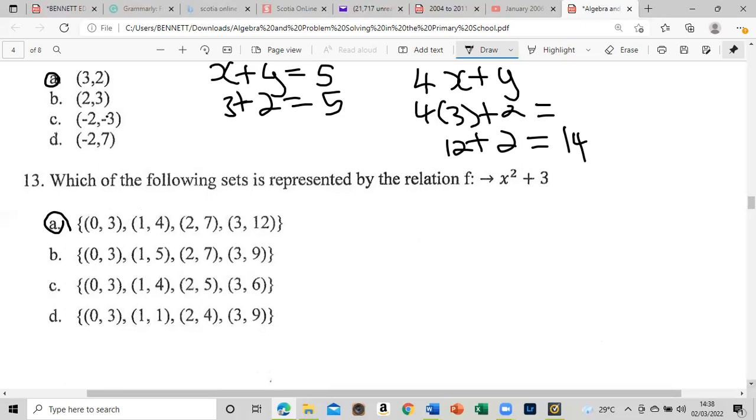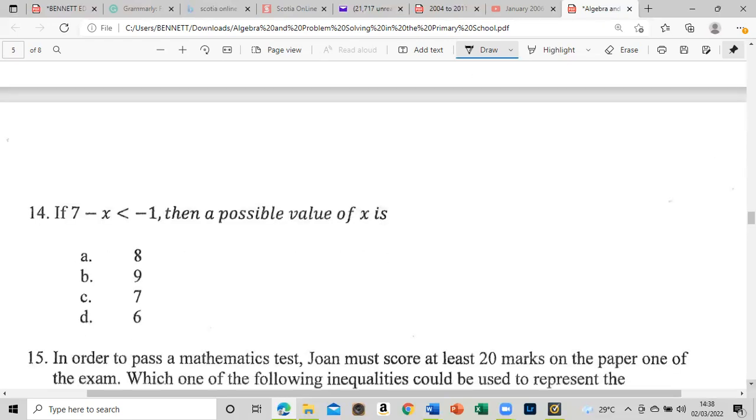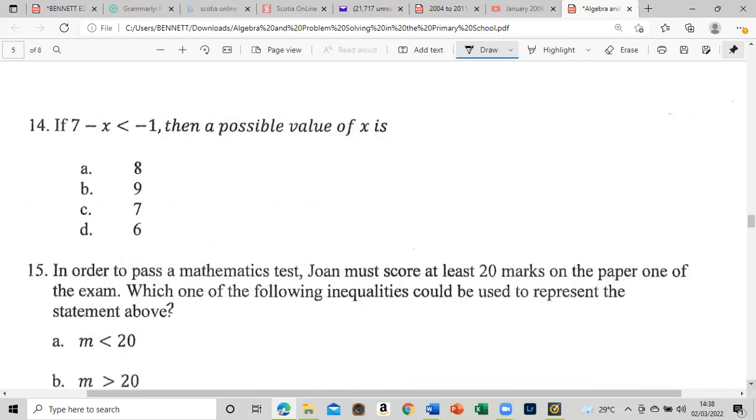Right, let's move on to 14. All right, it says that if 7 minus x is less than -1, then the possible value of x is. All right, so let's rewrite that. I want to rewrite it in my own pretty handwriting.